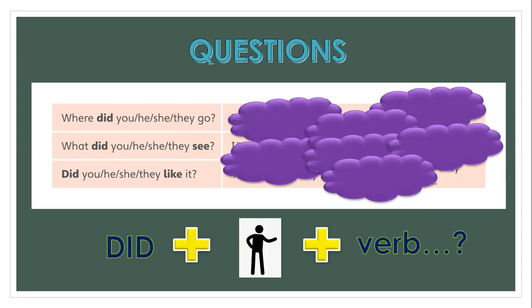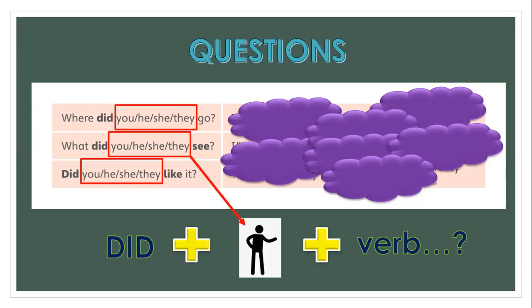Now, remember that the subject is the person, the author of the action. In this case, you, he, she, they, etc. These are the subject. Okay, these are the people. And we're not going to limit ourselves to the pronouns. We can use other things.